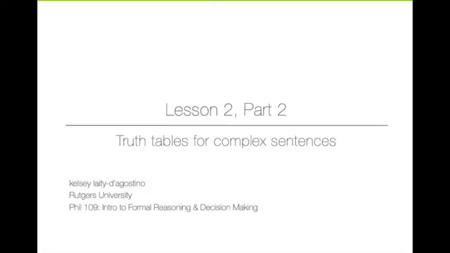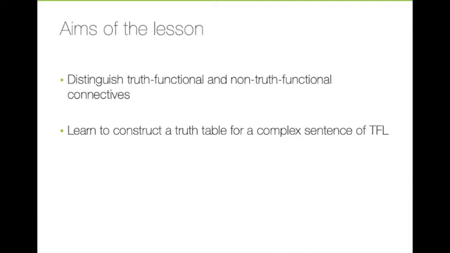As promised in the last video, we're now going to learn to use the definitions of our logical connectives and the truth values of the component atomic sentences to determine the truth of complex sentences in truth-functional logic. Our aims in this lesson will be to first start by distinguishing truth-functional and non-truth-functional connectives, and then we'll work on how to construct a truth table for a complex sentence of truth-functional logic.